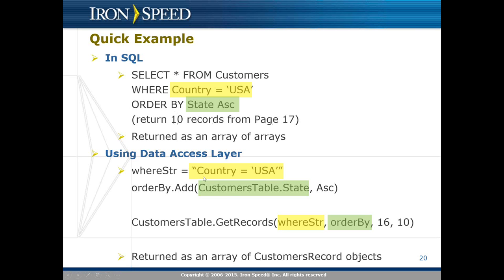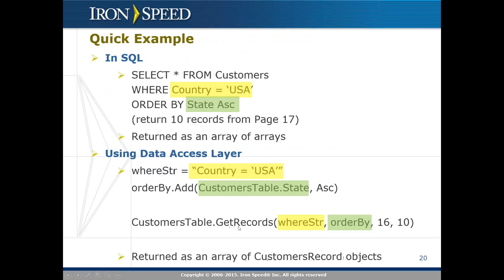If you're using the data access layer, the customers table, using the construct that's already built for you, all you're really doing is applying the where string and an order by. You can see down here, customers table.getRecords, where you're passing in the where string that you've defined as a variable, and an order by object which you've created. This is a very simplistic example, and doesn't show you everything. Then it returns 16 records from page 10, I think. They're then returned as an array of customer record objects, just as I talked about.